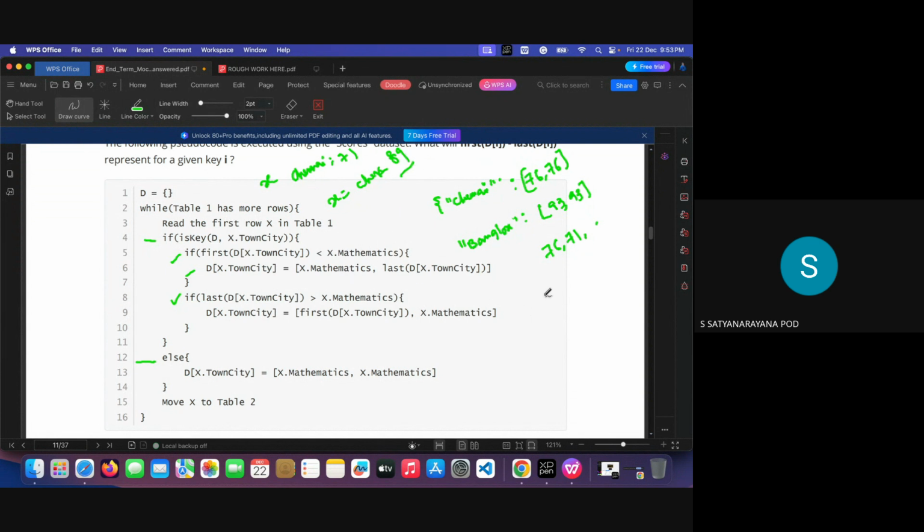Now we are trying to add the mathematics marks of the new student first, and the last of the x.city here. This 89 here, and then the last of the city. Last of this means already 71 is there. These 2 are updated. What we are really maintaining every time is city-wise maximum marks and minimum marks. Is it clear?